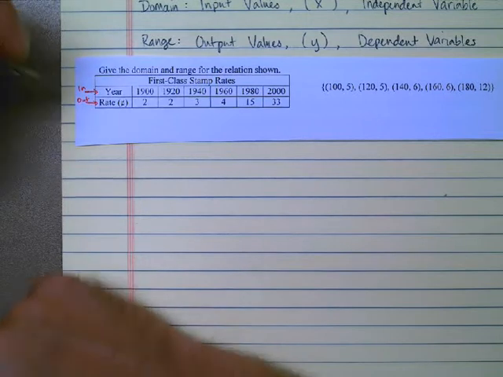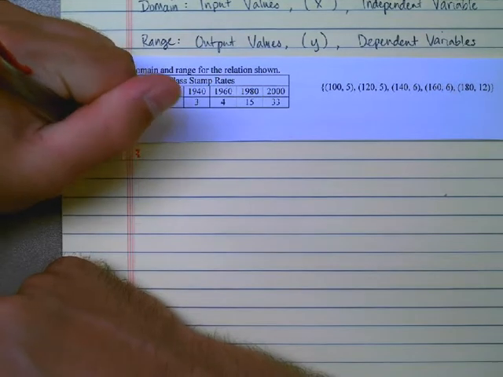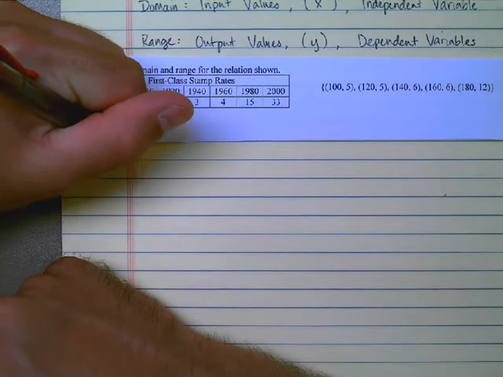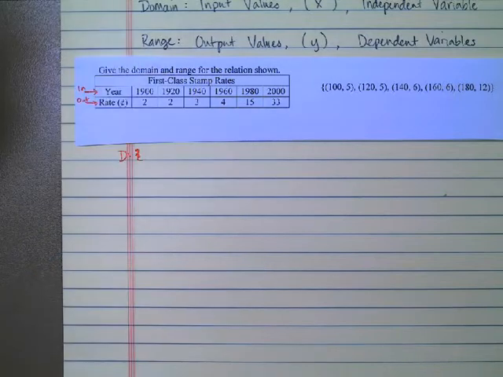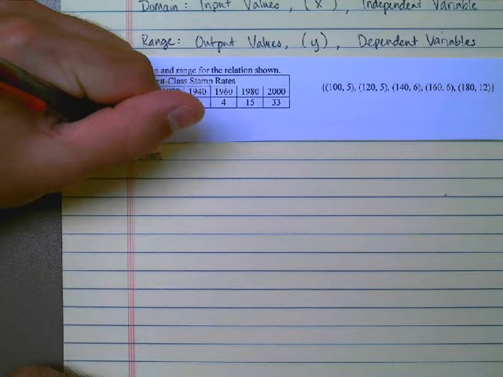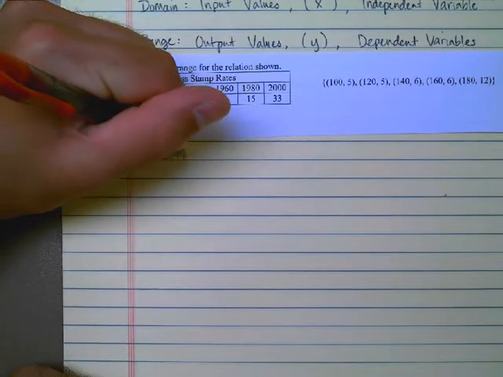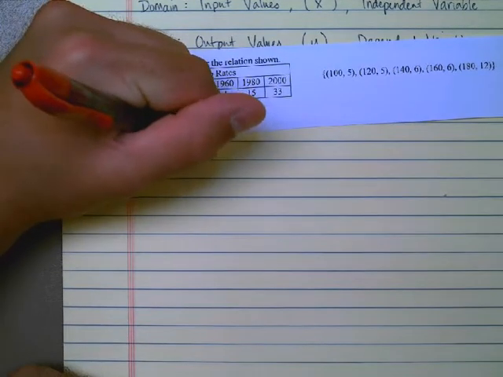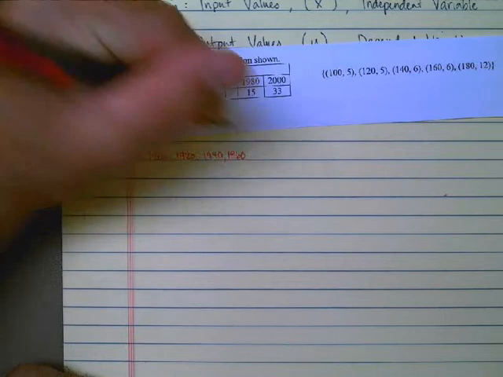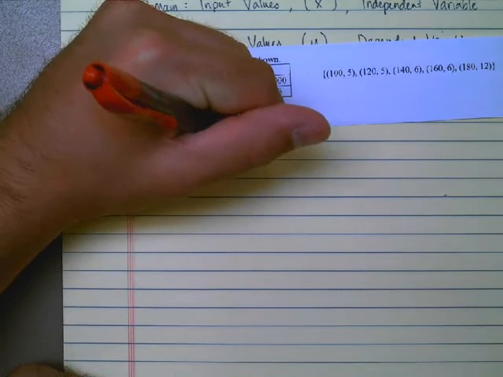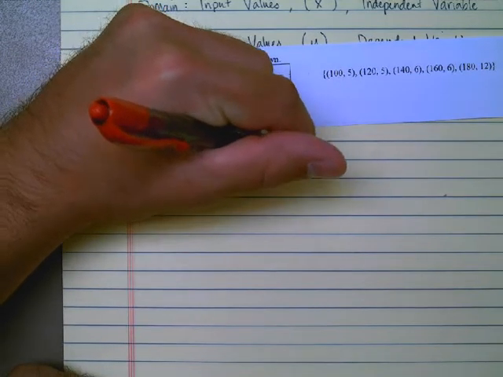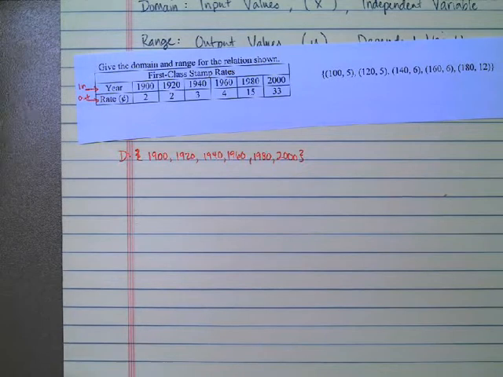In that case, then, that means for this example, the domain, and we list it with these fancy looking brackets here, we just list all of the input values. So we're going to list off 1900, 1920, 1940, 1960, 1980, and 2000. And then we end with these special brackets again.